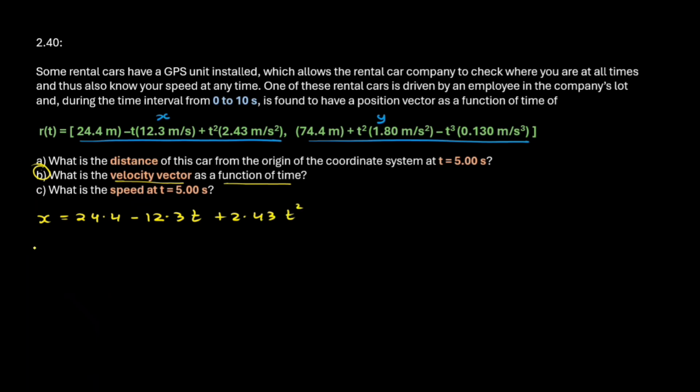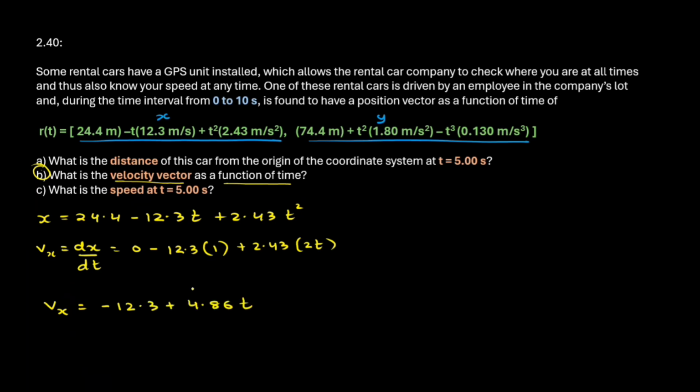You get the x component of velocity by taking the derivative of x. So derivative of a constant, which is 24.4, is 0 because 24.4 does not have t at all. So 0 minus 12.3 remains as it is. Derivative of just t is 1 plus 2.43. Derivative of t squared is 2 times t. So I get the x component of velocity to be equal to negative 12.3 plus 4.86 t. So this is the x component of velocity.